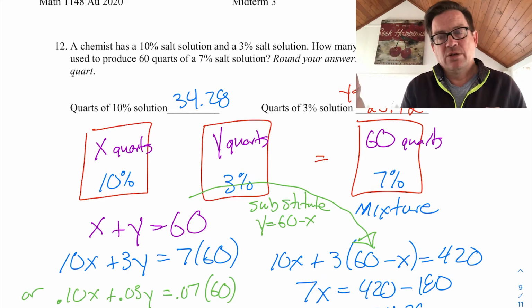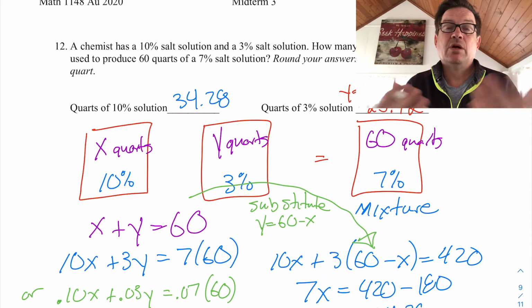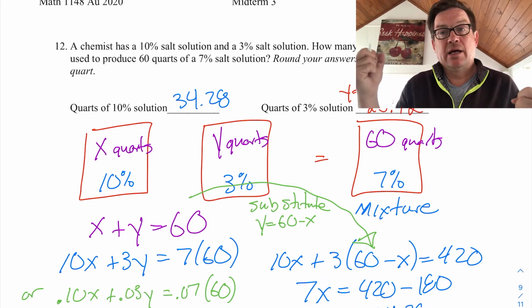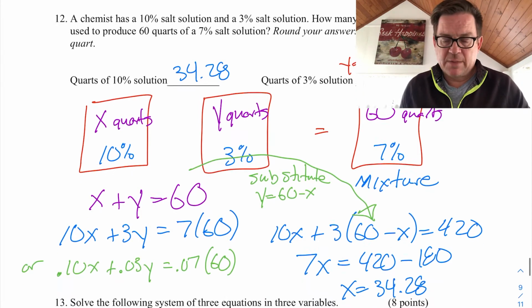So if you've got a weak solution of 3 and a strong solution of 10, when you mix them, your average is going to be somewhere between 3 and 10, and I want this one to end up being 7. So how do we set that up as an equation?